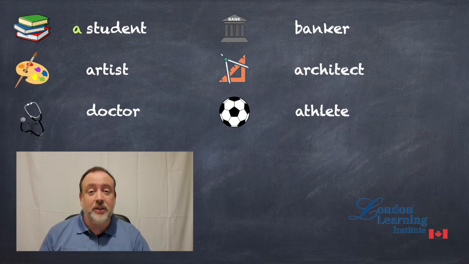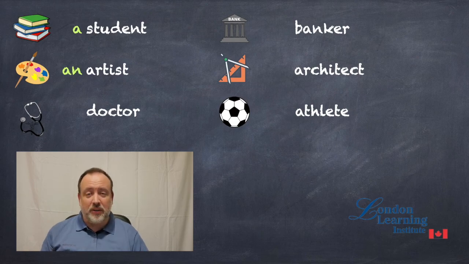With artist, the first sound is an A sound. So we need to use the article an. We have an artist. And notice those two sounds will blend together. So it's not an artist, we say an artist.